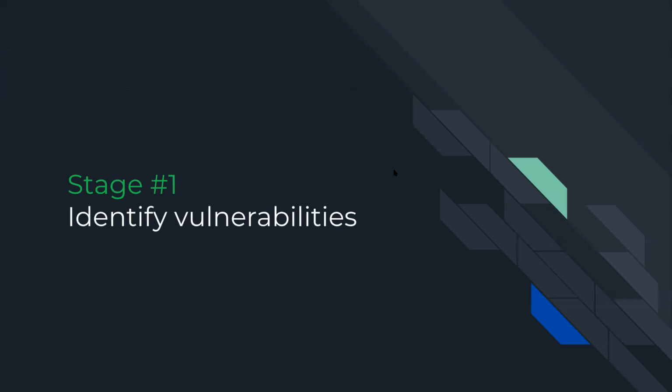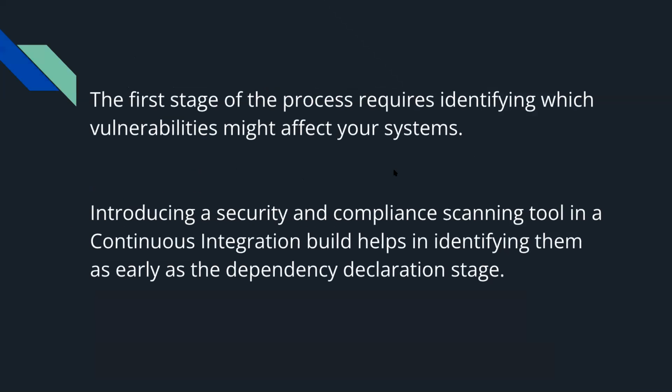So let's get into each stage in a bit more detail and understand how one has to incorporate these in their development process. So the first one is identifying vulnerabilities. This requires identifying all the vulnerabilities that are affecting your system so far in the code base.